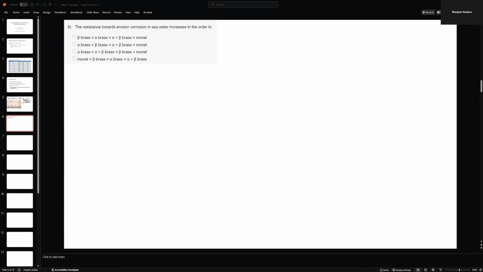Yeah, that's what I believe. And again, alpha brass contains more copper content than beta brass. The higher the copper content, the more the brass will be prone to erosion corrosion. So the erosion corrosion resistance of alpha brass should be the least. Actually, it follows the reverse trend of that of dealloying.